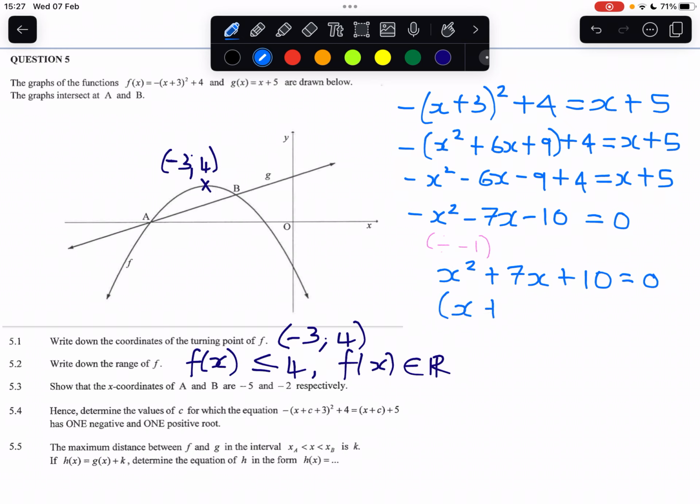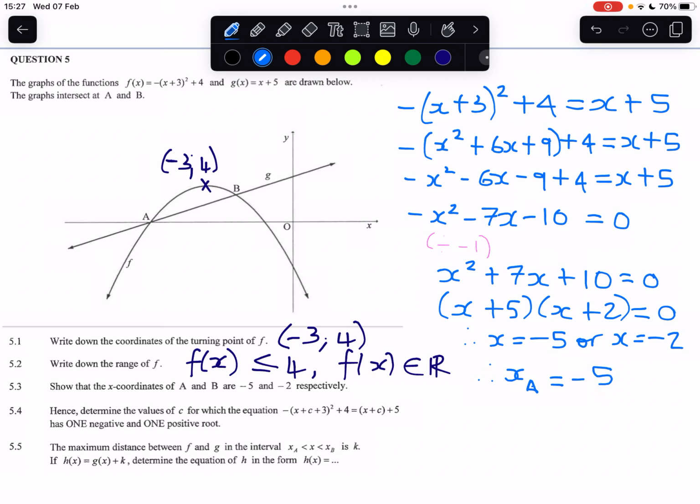This is looking nice and factorizable. And I mean, we get a hint there that it can in fact be factorized. So x = -5 or x = -2. Right, and so therefore the x-coordinate of A, seeing as that appears earlier on the x-axis, is the smaller one, -5, and the x-coordinate of B is going to be the larger one, -2.